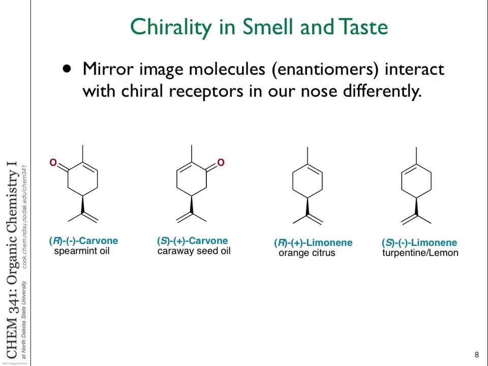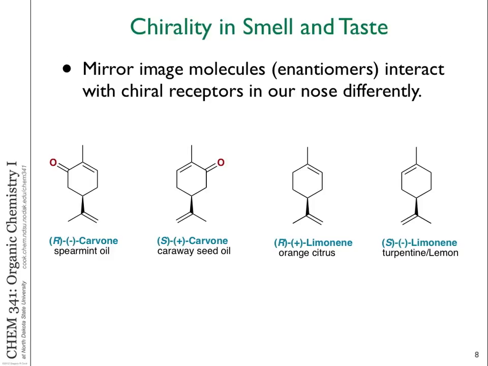virtually the same, except that if you were to flip this over and try to superimpose it and line everything up, this group is coming up, and in this one, this group would be going down if you flipped it over and lined it up. Okay? So it's shaped differently in three dimensions. So as that molecule goes into our smell receptors, we smell it differently because it binds in different places on the enzymes which allow us to smell things.